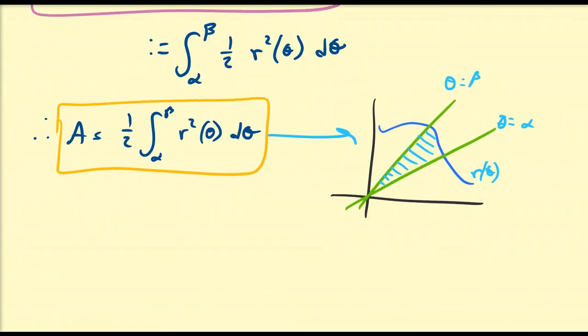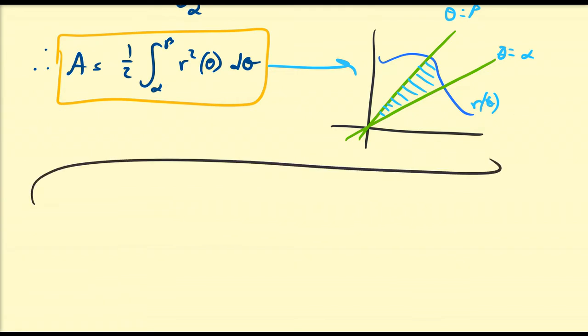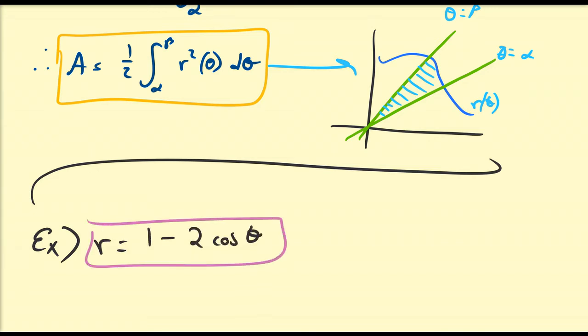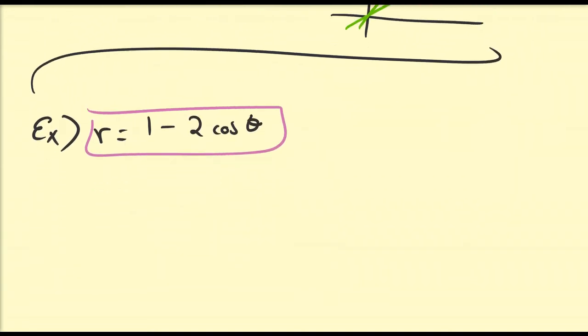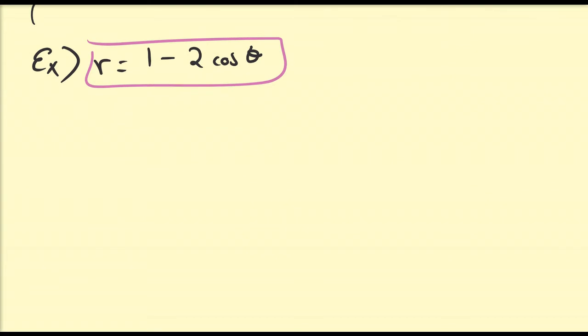All right, so let's work through an example on how to calculate the area of one of these types of regions that is defined in polar coordinates. So the function that we're going to deal with is r equals 1 minus 2 cosine theta. So let's do a brief review on how to sketch this curve, just in case you forgot.